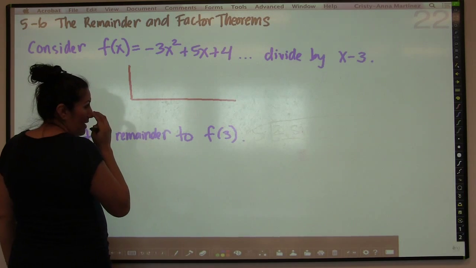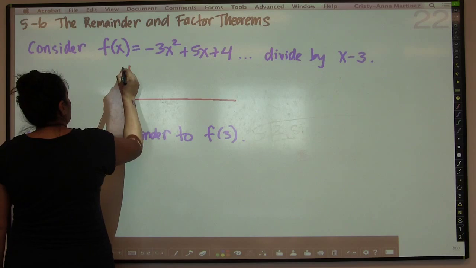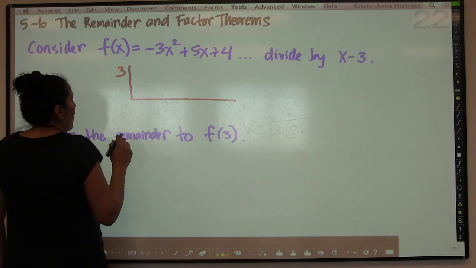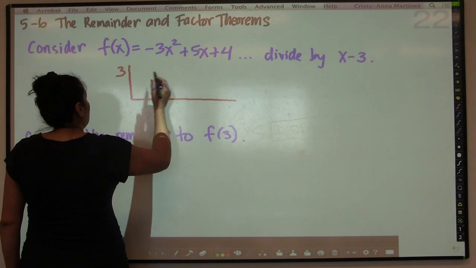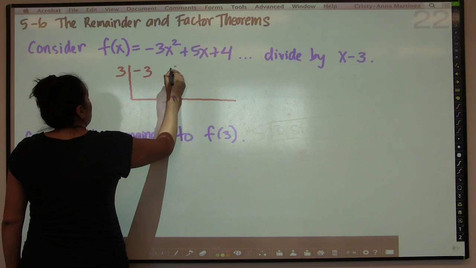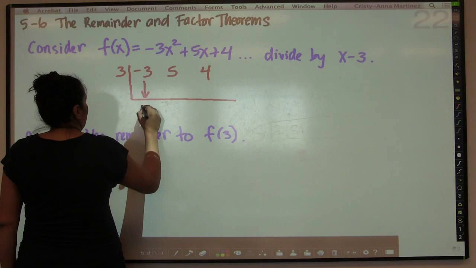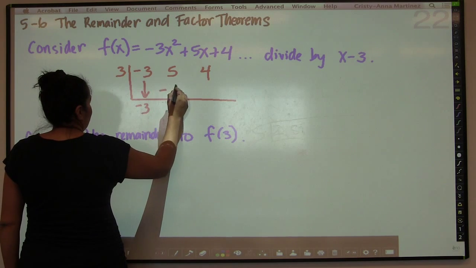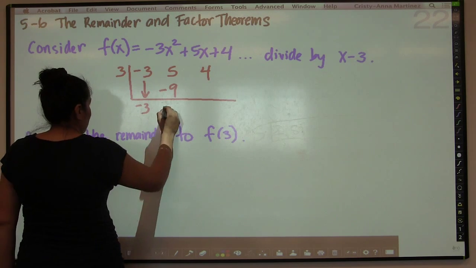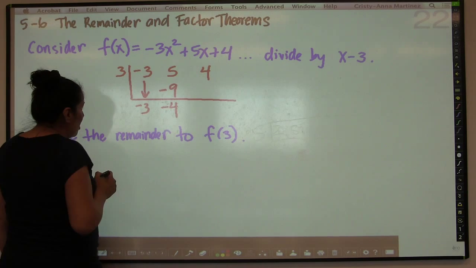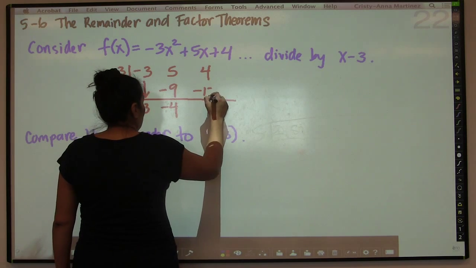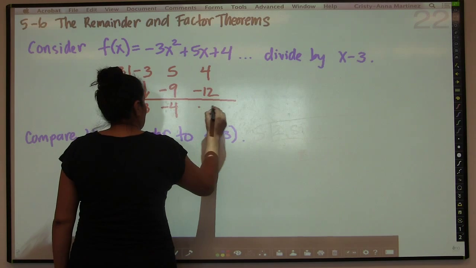Because I'm dividing by x minus 3, I'm going to put a positive 3 out here. My coefficients of my polynomial will be negative 3, positive 5, and 4. Bring down the negative 3, so I get negative 9. 5 minus 9 is negative 4. And 3 times negative 4 is negative 12. And negative 12 plus 4 is negative 8.